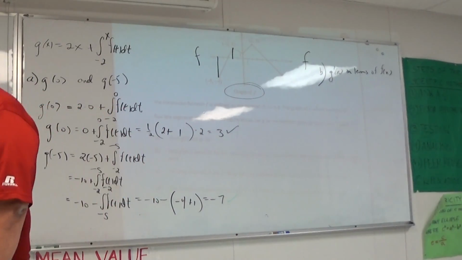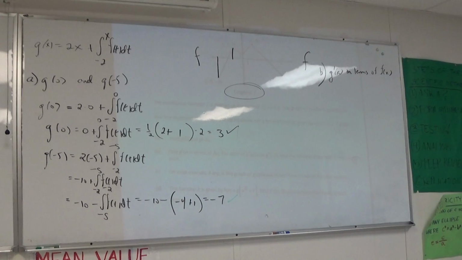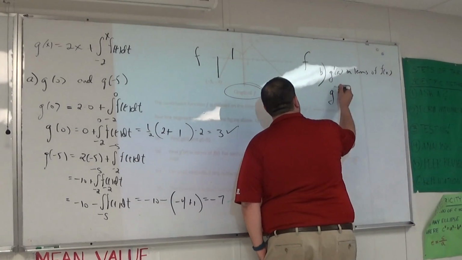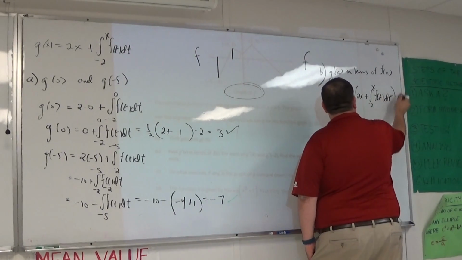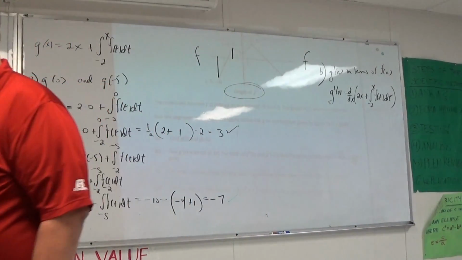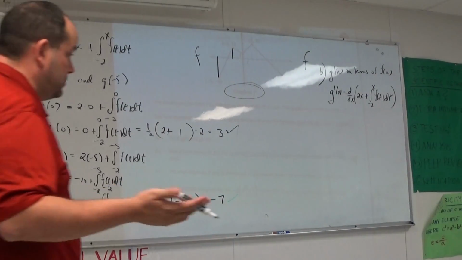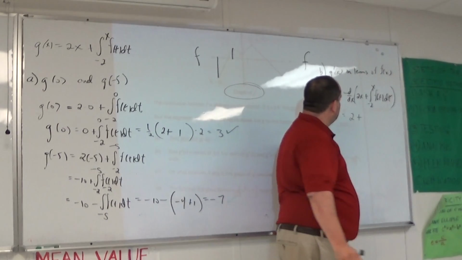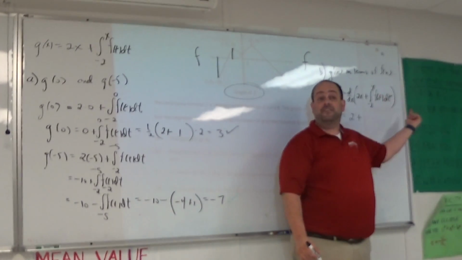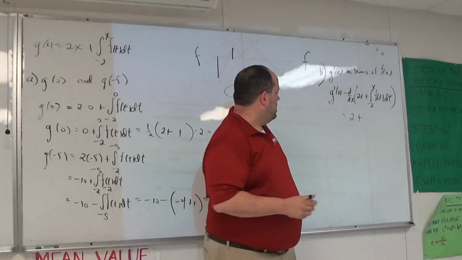So g of x is 2x plus the integral from -2 to x. We need g prime, we need the derivative of that expression. G prime is the derivative of this expression, 2x plus the integral from -2 to x of f of t dt. How am I going to take the derivative? Derivative of 2x, what's going to happen here? Derivative is going to be 2 plus the derivative of that integral from -2 to x of f of t dt. d over dx. Okay, I mean, you could write it that way.